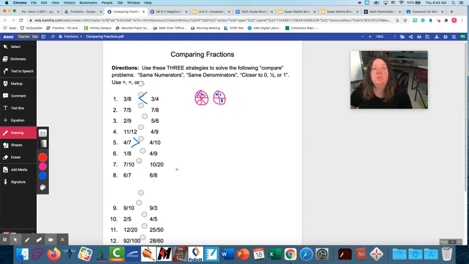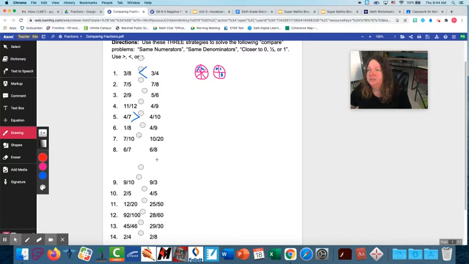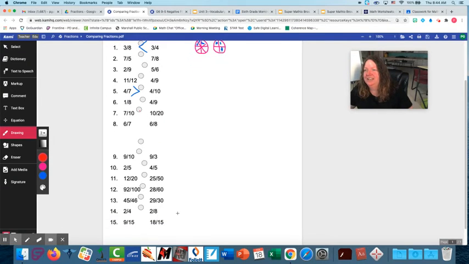All right, let's find one where we can use the denominator strategy, the same denominator. Do you see anyone on here where it has the same denominator? Oh my goodness. I must not have put any on that have the same denominator. Well, the good thing is that's the easiest strategy. All right, let's go on and learn about the third strategy. Oh, I lied. Okay, here's one.